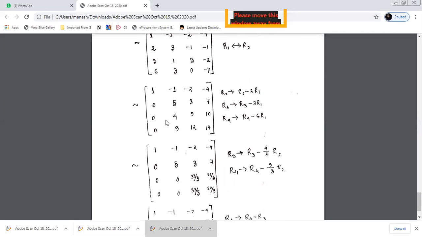See here, we can make this and this element equal to 0. How? By using row 2. So how do we make this equal to 0?